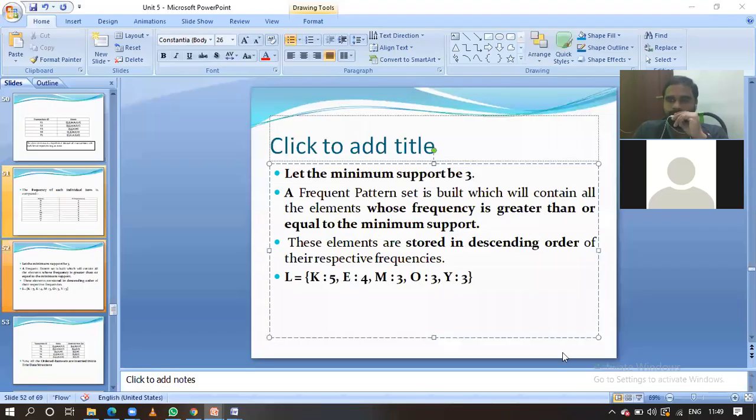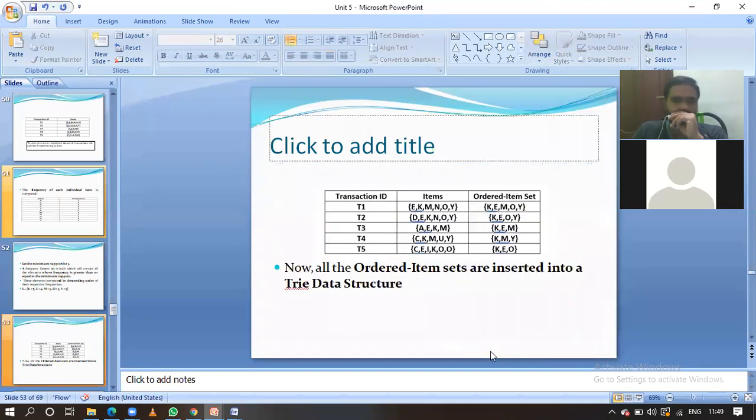Till now, the first step is that we have written the frequency of each item. After that, based on the minimum support, we eliminate some of the items. After that, the remaining items I have placed in descending order. Next, based on that descending order, I am going to rearrange the items. We call them the ordered item set.